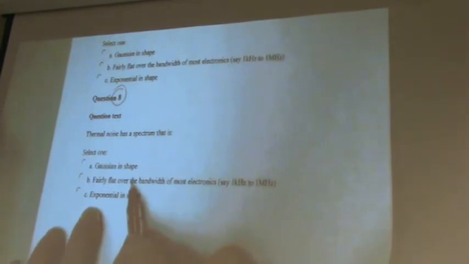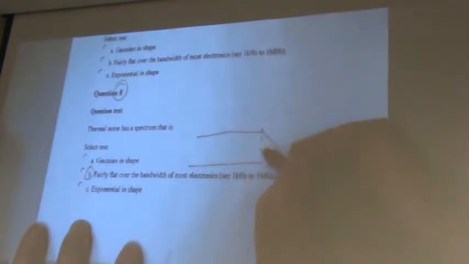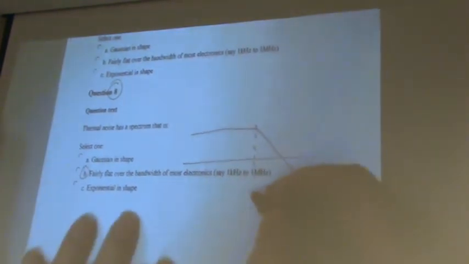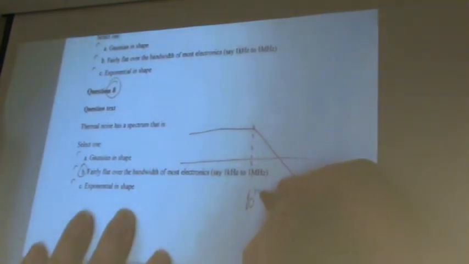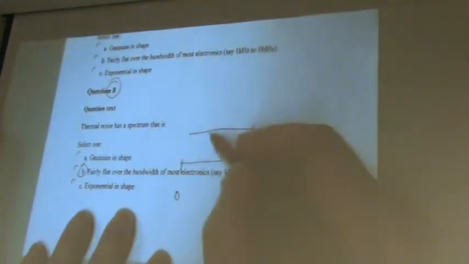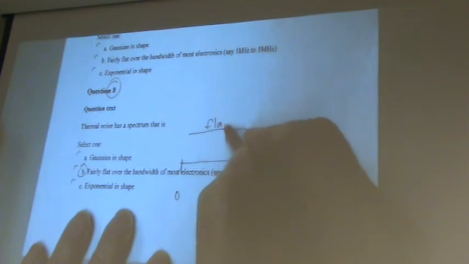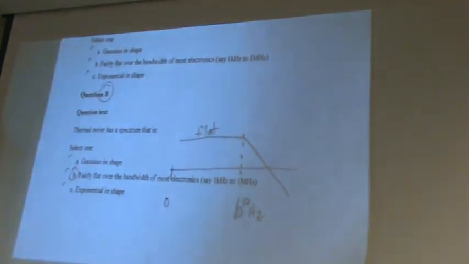Number 8, thermal noise has a spectrum that's what? It's not Gaussian. It's fairly flat, all right? That was the white noise. This is out to like 10 to the 12 hertz at room temperature. It's flat over the bandwidth of most electronics, right?